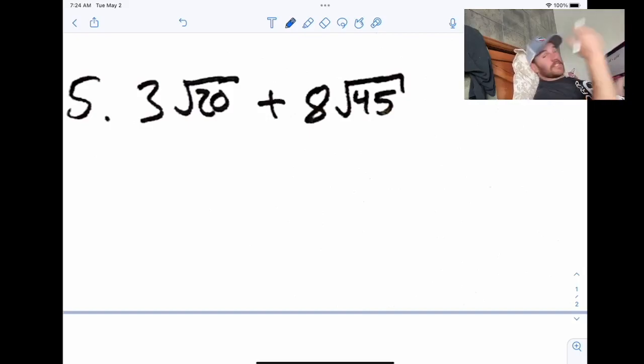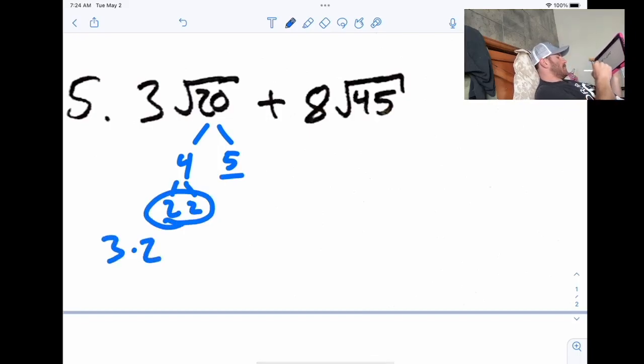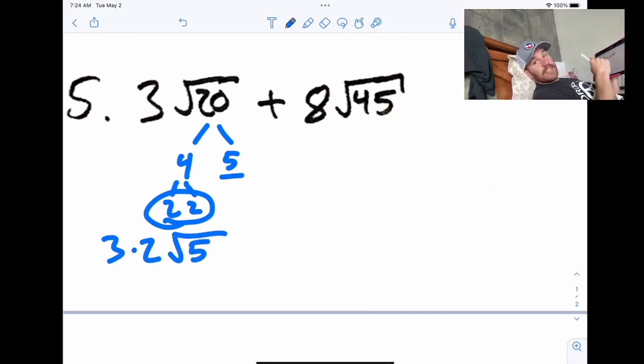So what I'll do is I'll just simplify both of them as far as they go down and see if I end up with the same thing. Okay, so 20 goes to 4 and 5. All right, and then 4 is 2 and 2. So we end up with two 2's and a single 5. So that's 3 times 2 goes on the outside. 5 stays on the inside. All right, so I'm shooting to have a root 5 pretty much here.